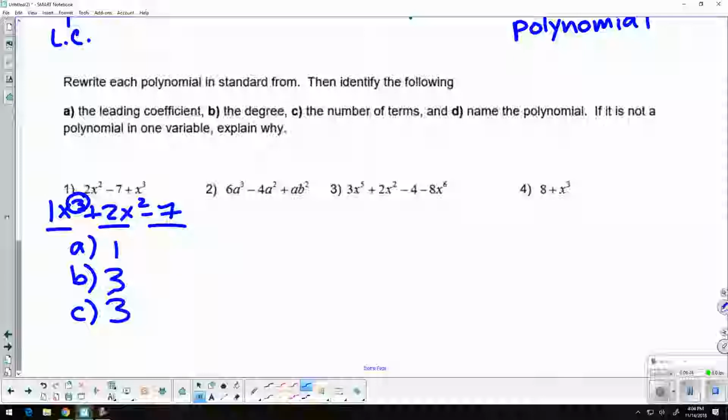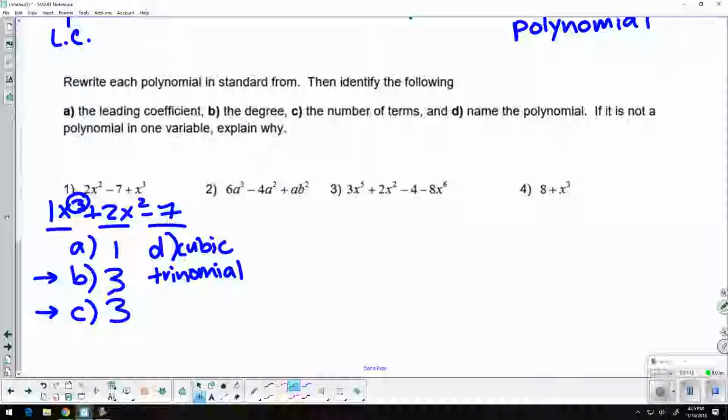And now part D, now we have to actually name this guy. So again, from the degree, and also from the number of terms, we would say that this is a cubic trinomial. It's cubic because of the degree 3, and it's a trinomial because there's 3 terms. Okay, that'd be it. And this is actually a polynomial in one variable because there's only one variable all throughout the polynomial.